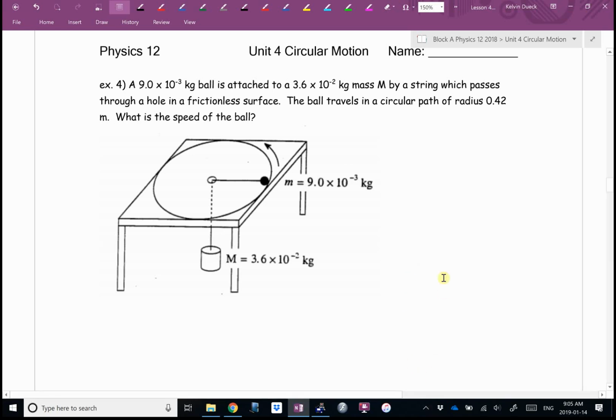It says this. We have a small ball, and it's attached to a large mass. This mass is much larger. It's 10 times bigger if you look at the scientific notation. So normally, this mass would go straight down, and it would pull this small ball right into there, kathunk. But what we're going to do is we're going to get this spinning.